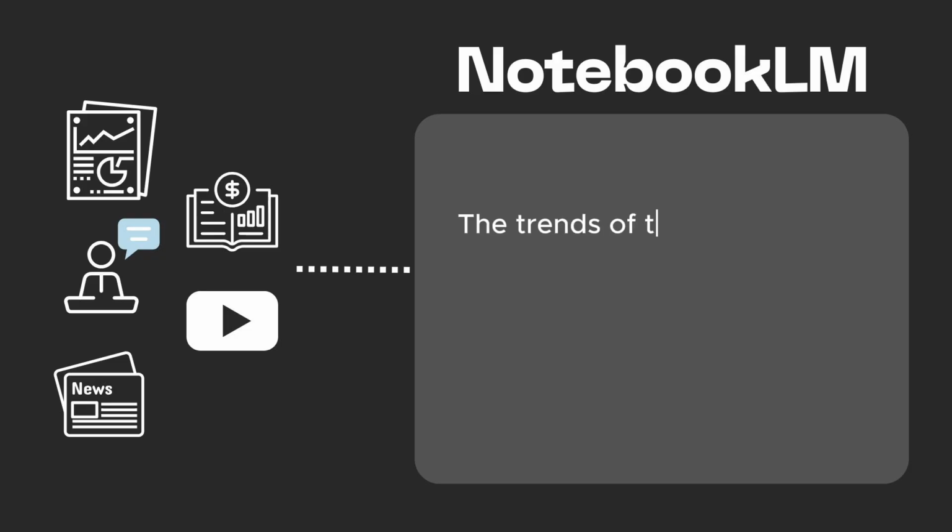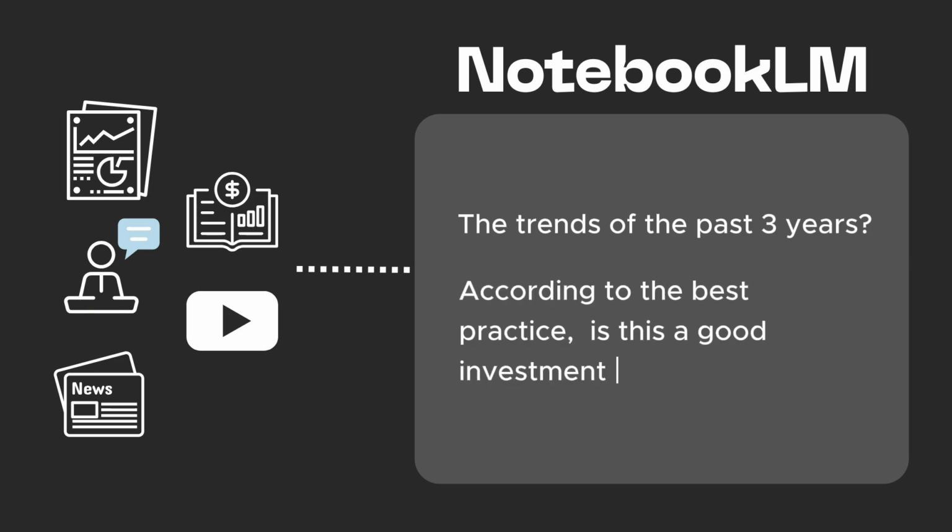And with all this information together, you can start asking questions like, what was the trend of Apple or Amazon the past 3 years? And according to the best practices in investment, if this is a good investment decision. You see, there are a lot of things you can do. This will also work if you're learning a complex topic.